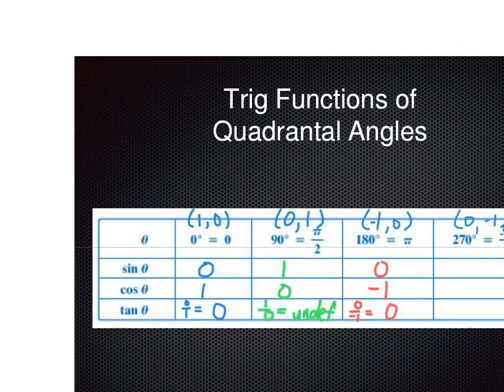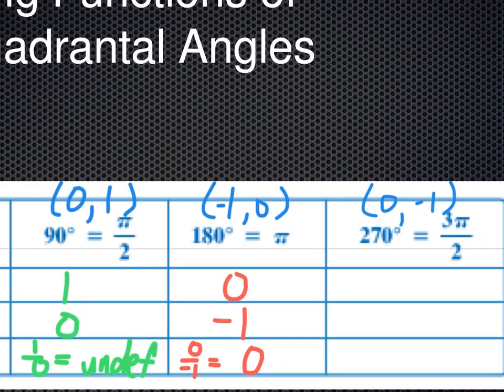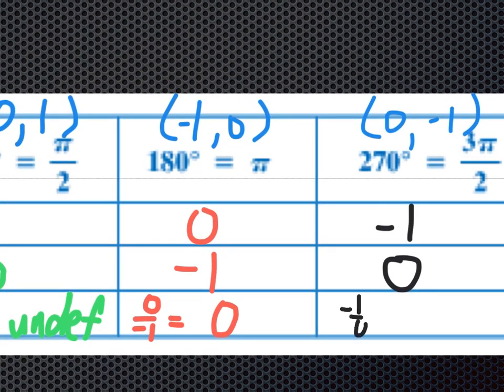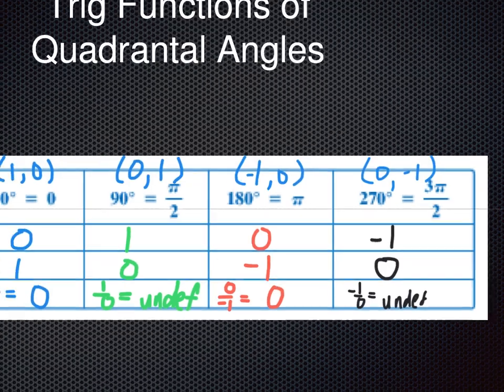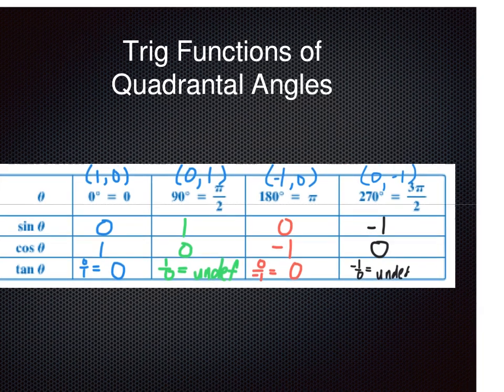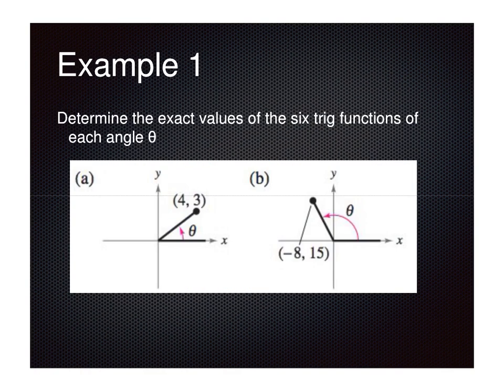And then for 270, what's my sine? Negative 1. What's the cosine? And then what happens when I talk about tangent? Which is? Okay. You guys see that? You should know that. If that pops up, you should just be able to know that.